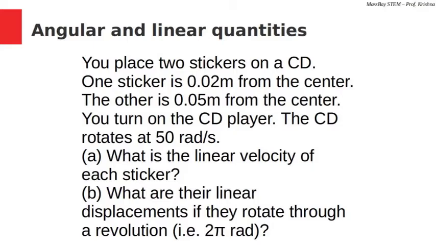Let's see an example. You place two stickers on a CD. One sticker is 0.02 meters from the center. The other is 0.05 meters from the center. You turn on the CD player. The CD rotates at 50 radians per second. A. What is the linear velocity of each sticker? And B. What are their linear displacements if they rotate through a revolution that is 2 pi radians?